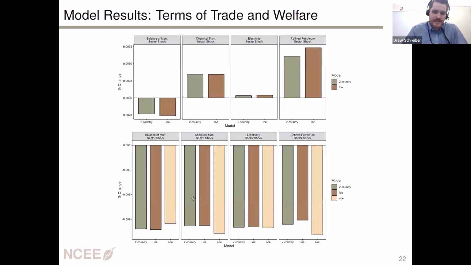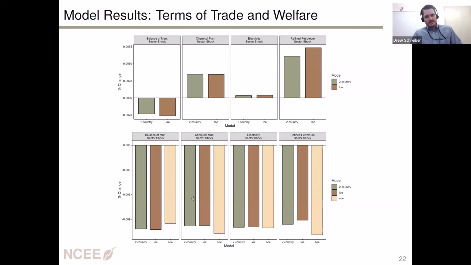If your terms of trade effect is negative, it means the price of your exports are falling more than the price of imports, and so for every exported good, you can demand less imported goods, and vice versa for positive terms of trade effects. And you can see that in the balance of manufacturing shock on the left side, the negative terms of trade effect leads to larger welfare changes relative to the SOE model, whereas a positive terms of trade effect leads to welfare improvement relative to the SOE model.